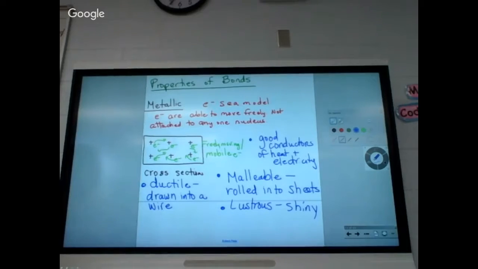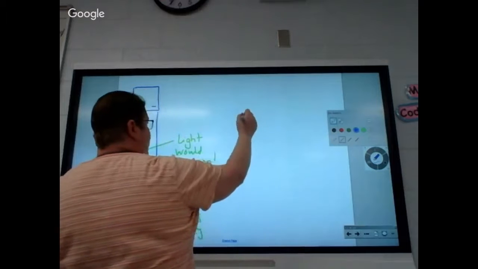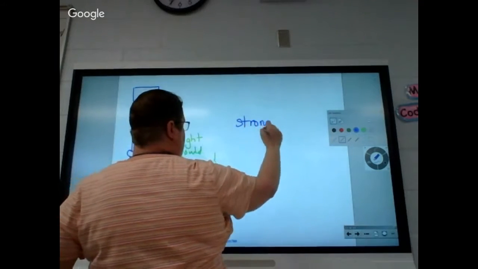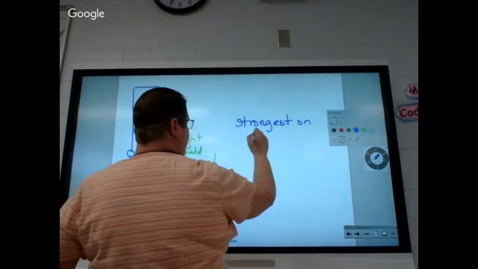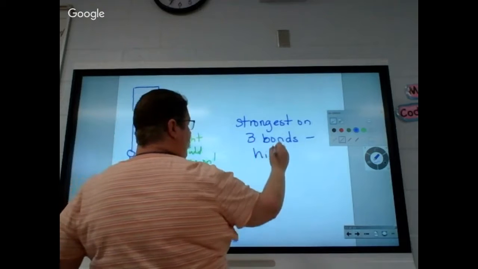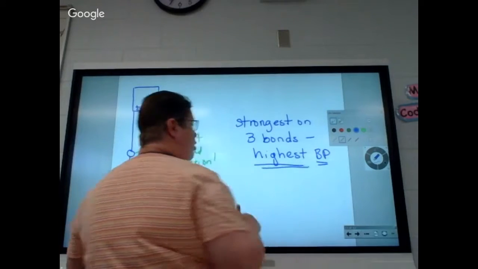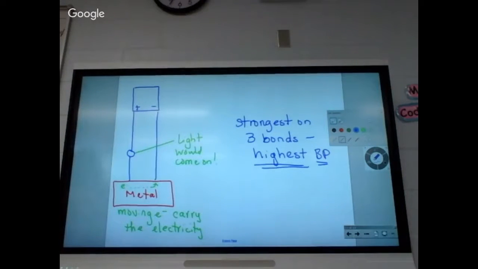Now, when we get down to van der Waals forces tomorrow, you're going to need to know that out of the three bond types, metallic bonding is the strongest of the three bonds. And if it's the strongest of the three bonds, it will have the highest boiling point. Because we're going to learn to rank boiling points and figure out whose boiling point is the highest and put them in order. Okay? So a metallic bond, being the strongest bond, will have the highest boiling point.